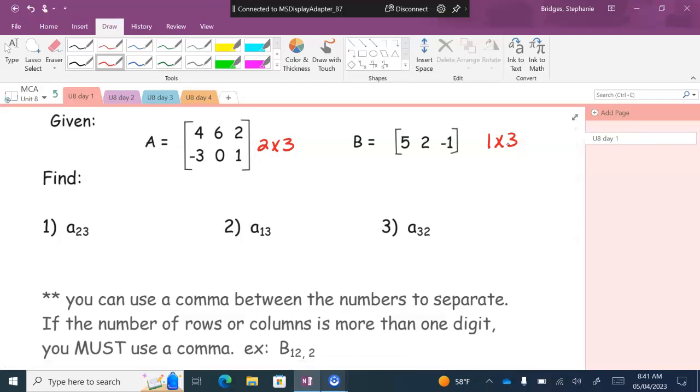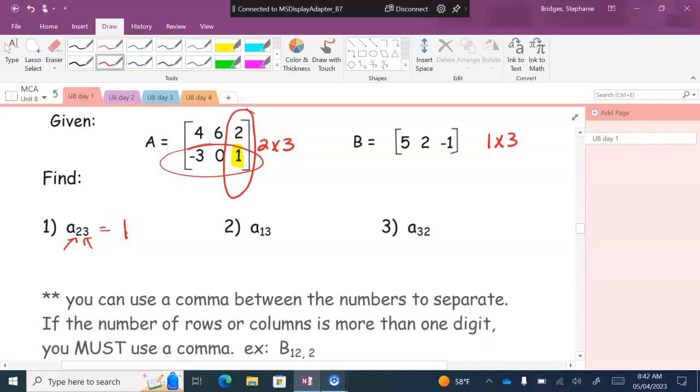So when it says find and it has a lowercase letter and 2 subscript numbers, it's asking you to find the element in that matrix. In this one, we're talking about matrix A. The first number is which row it's in, so this 2 is referring to row 2. This 3 is referring to column 3. So if I look at row 2, column 3, what number is in that position? What element is there? 1. That's what you're finding.